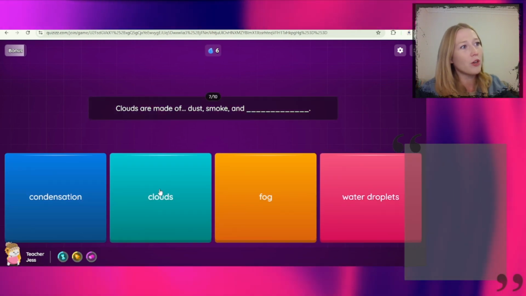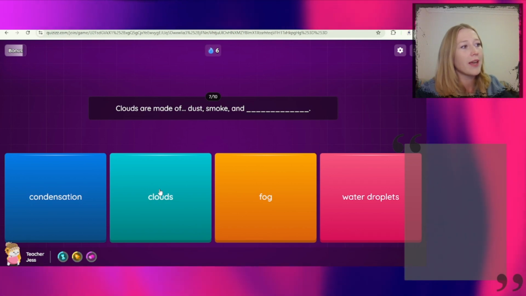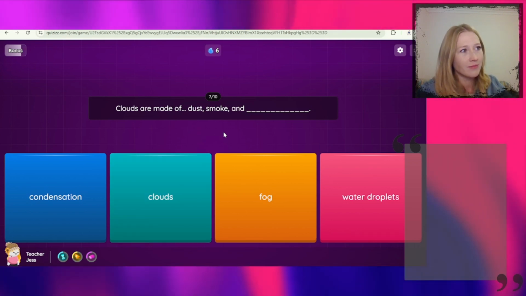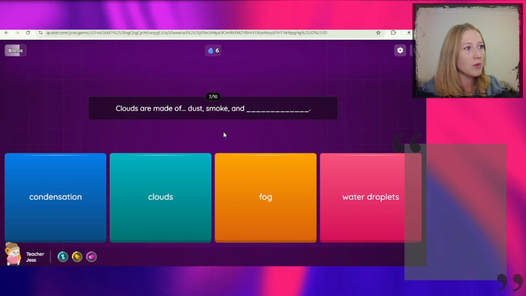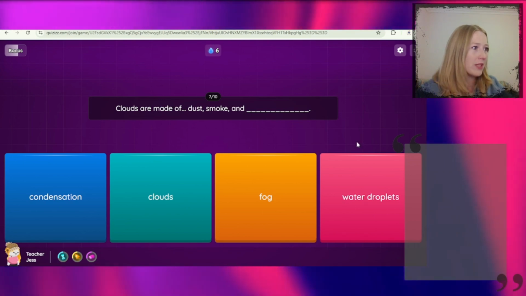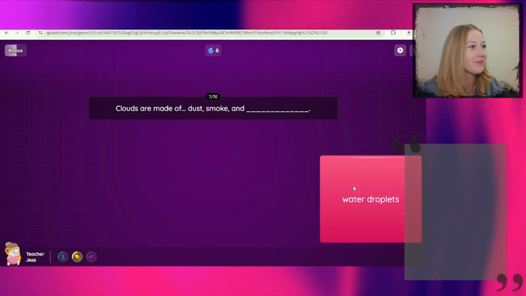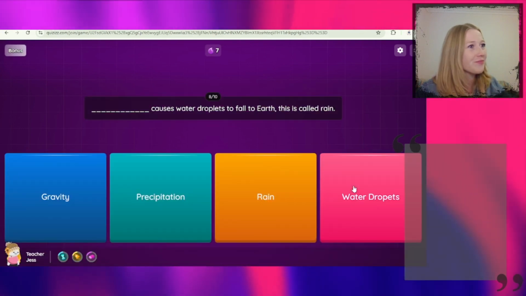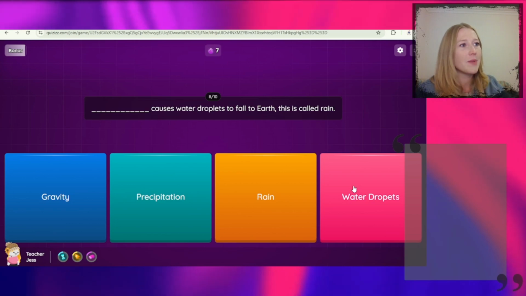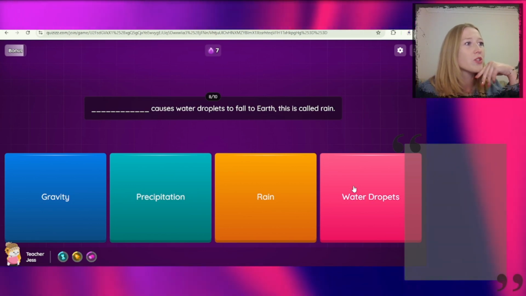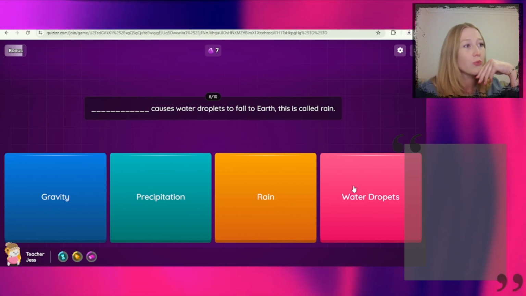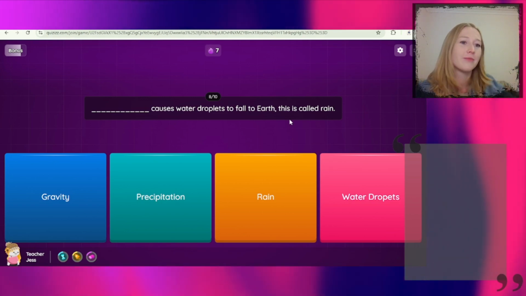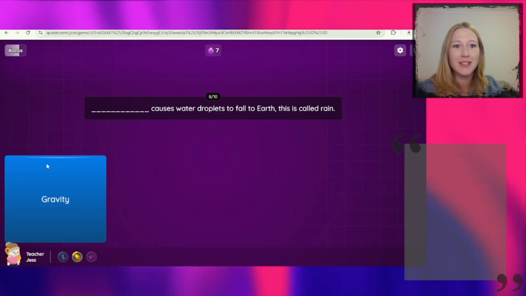Clouds are made of dust, smoke, and, well, we don't have water in this mix, so we need some water droplets. We need something to condense. Here we go. Something causes water droplets to fall to earth. This is called rain. Well, gravity. Gravity is the thing that makes stuff fall to the ground.